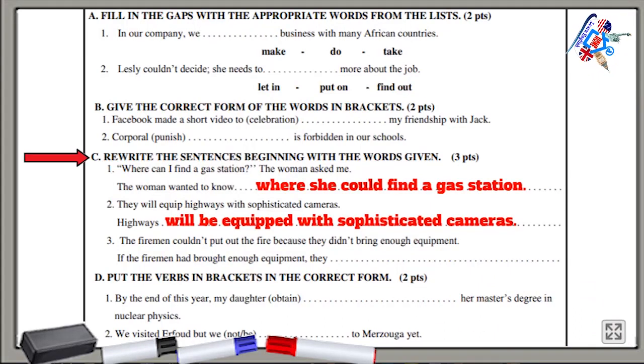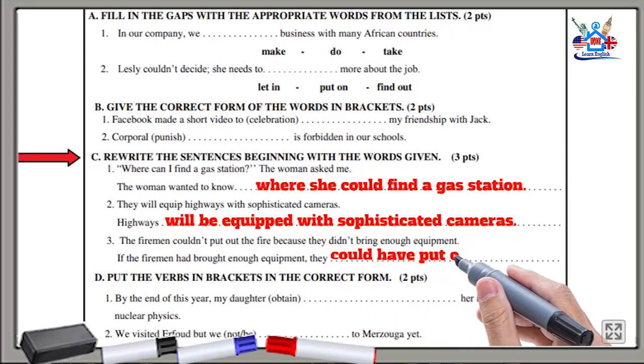Number 3. The firemen couldn't put out the fire because they didn't bring enough equipment. If the firemen had brought enough equipment, they could have put out the fire.